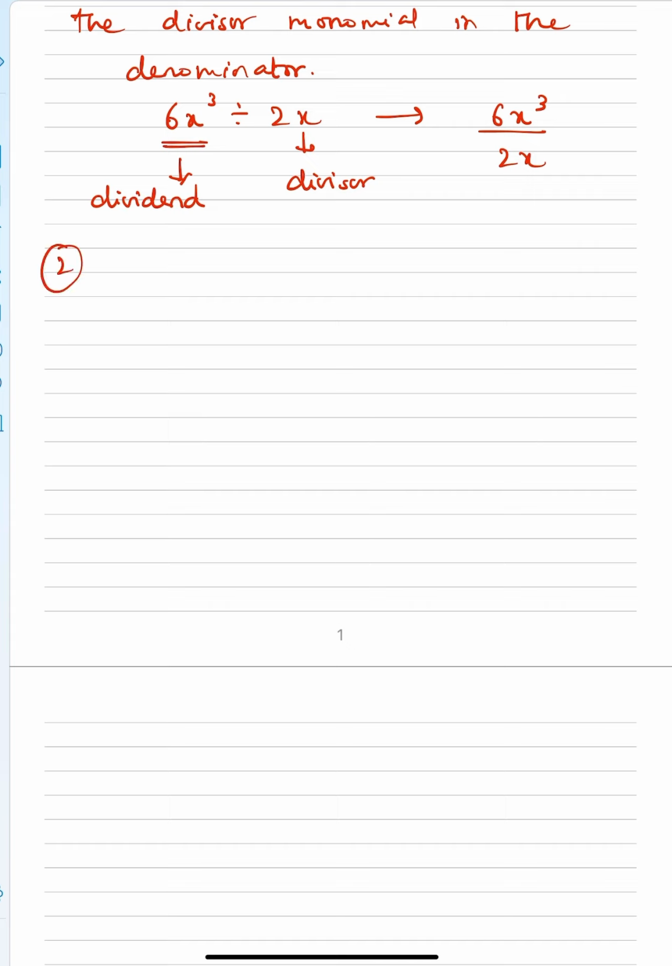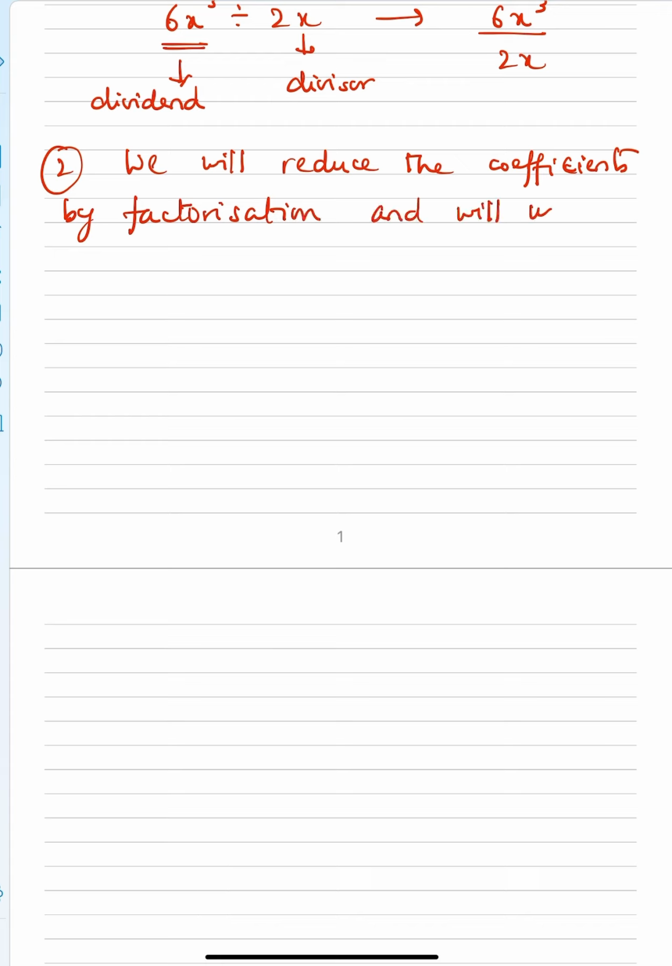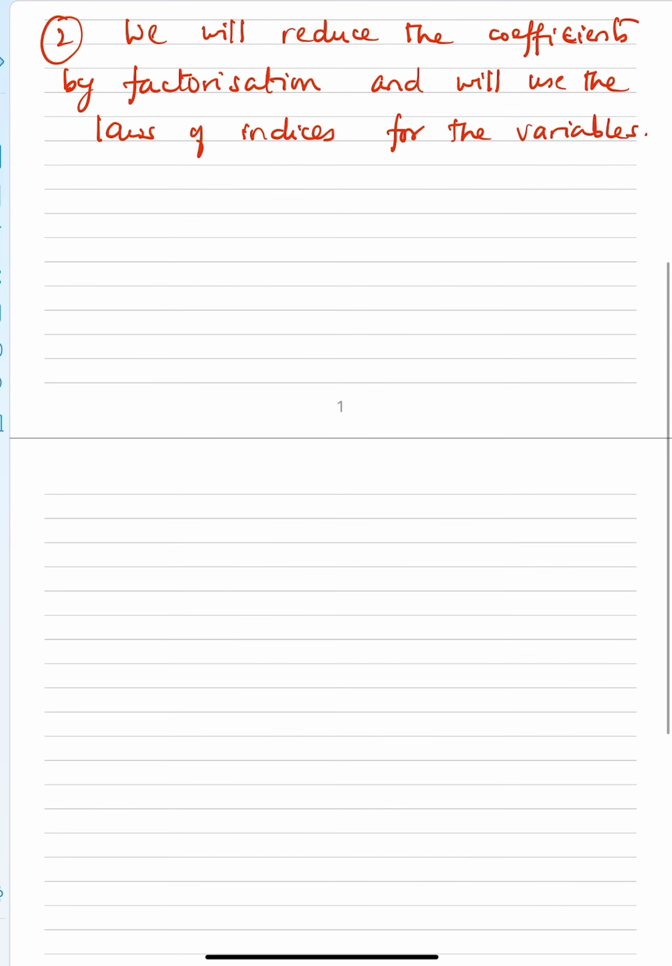Now the second thing is that we will reduce the coefficients, which means the numbers that are with the variables, by factorization, and will use the laws of indices for the variables. The meaning of this is there are two laws of indices you should know right now.